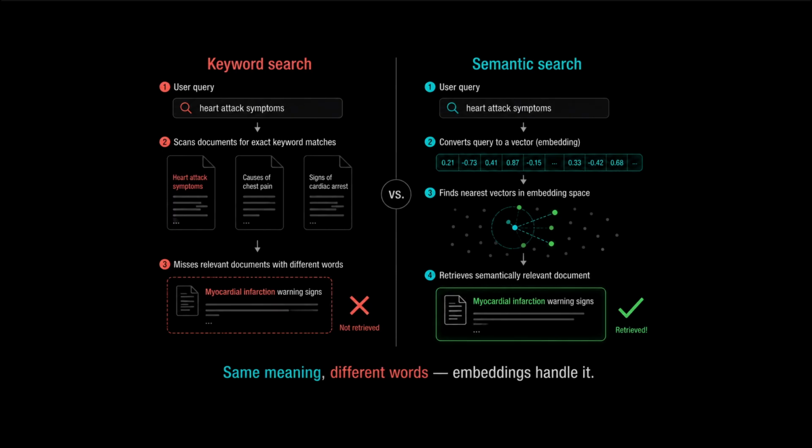And because the embeddings capture meaning, not just words, heart attack symptoms and myocardial infarction warning signs will have very similar vectors. So, they'll find each other. This is what modern search is built on. Notion, Linear, Obsidian, GitHub Copilot. They're all doing the same under the hood.